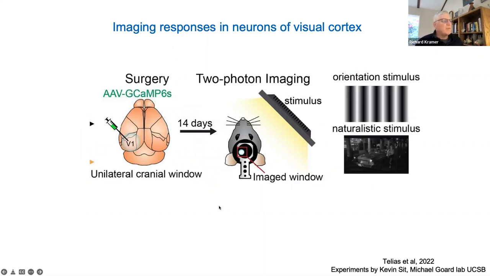We also have collaborators at UC Santa Barbara, Michael Gord, who's a wonderful neuroscientist and friend. And he's looked at the activity of neurons in the visual cortex, V1, using a calcium indicator molecule called GCaMP, which he expresses in these neurons. The idea is that you would express it in the neurons, wait a few weeks for this fluorescent indicator to be expressed. And then you make this cranial window that lets you peer into the cortex. And then you use different visual scenes that you can show onto the mouse, either simple things like a drifting grating or more complicated things like a movie. I'll get back to that in a second.